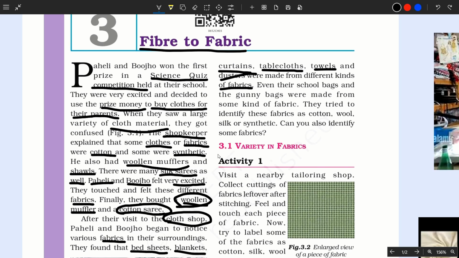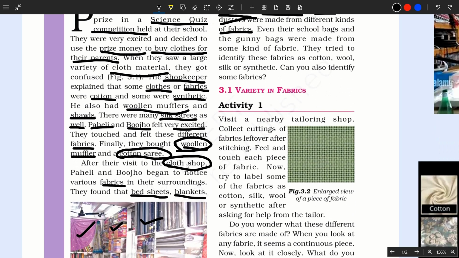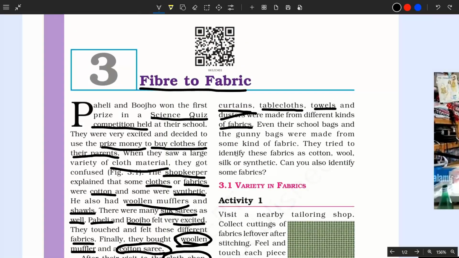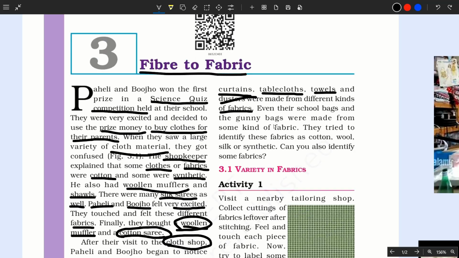Your father wears a shirt and a pant, and the clothes will be different. Your mother wears a sari like a georgette, silk, or other cotton saris, so there will be different types of fabrics. They too have observed all these clothes in the shop. What all were they observing? Bed sheets, blankets, curtains, tablecloths, towels, and dusters were made from different fabrics.